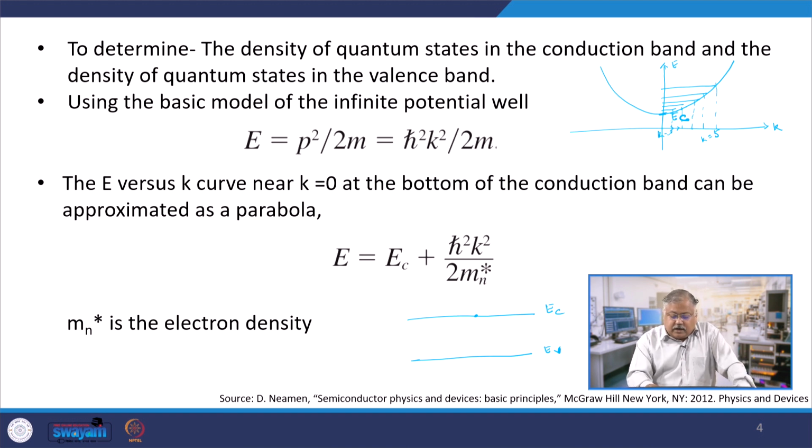And therefore, I can plot a graph between energy and K vector, and from there I can write down E equals to EC plus h cut square K square by Mn star. Mn star is the effective electron mass. So, you learn one thing, that the lowest energy state, which is the edge of the conduction band, we will have the lowest energy state, and let us assume that to be equal to EC.